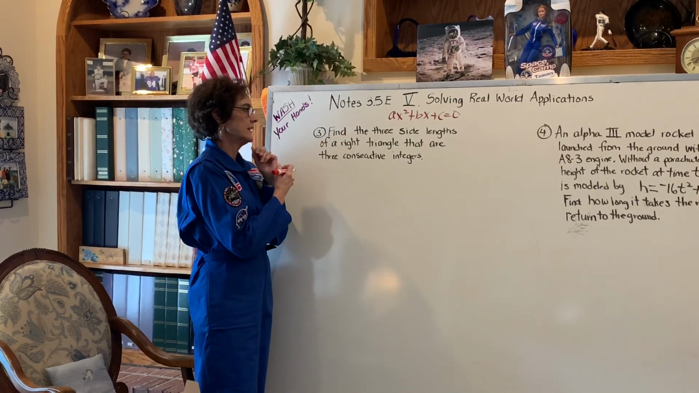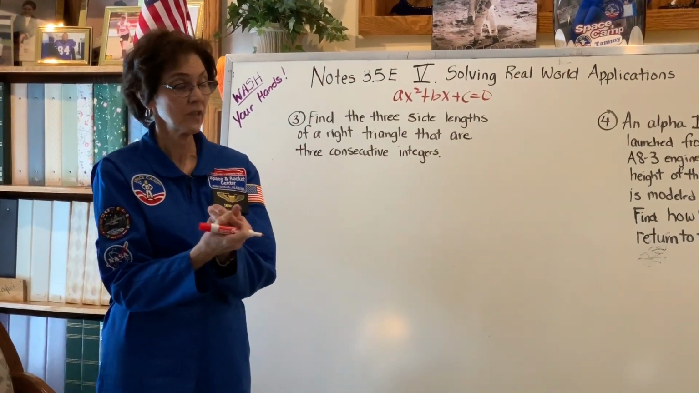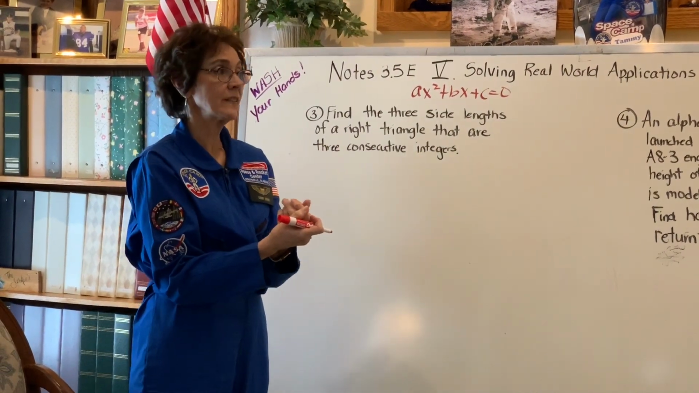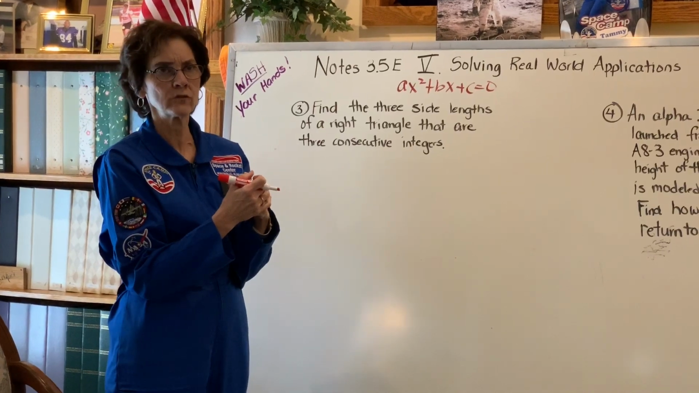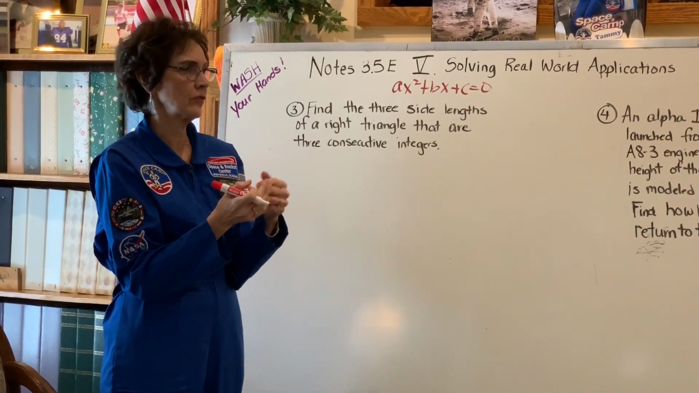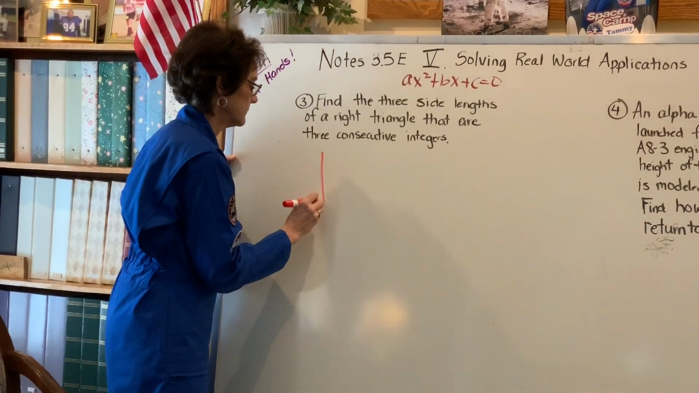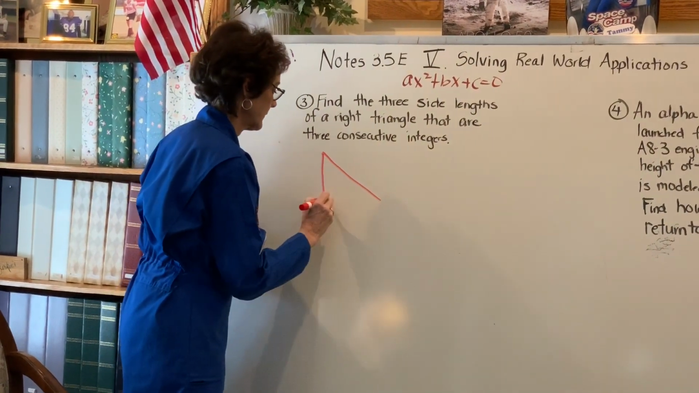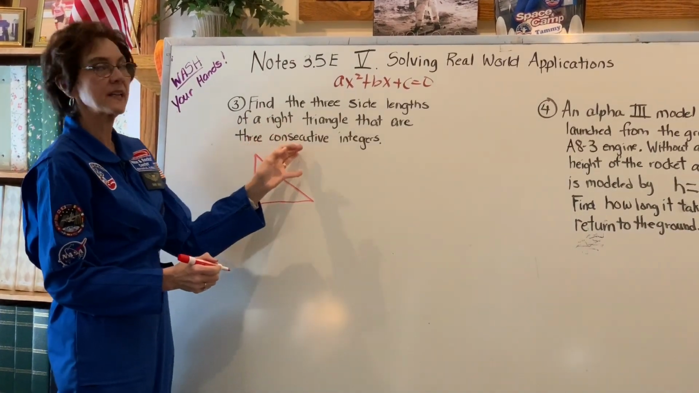Find the three side lengths of a right triangle that are 3 consecutive integers. So you can see we're using things that we learned way back toward the beginning of the year and into the fall. So here we go. Right triangle. And it says that the three side lengths are 3 consecutive integers.